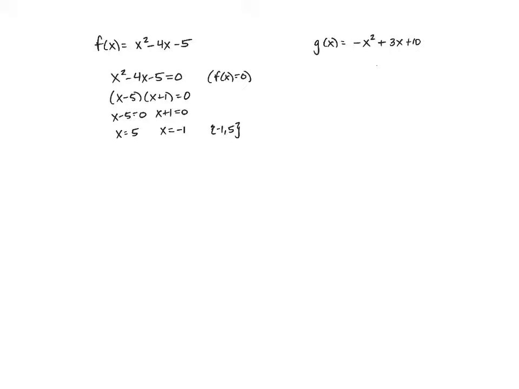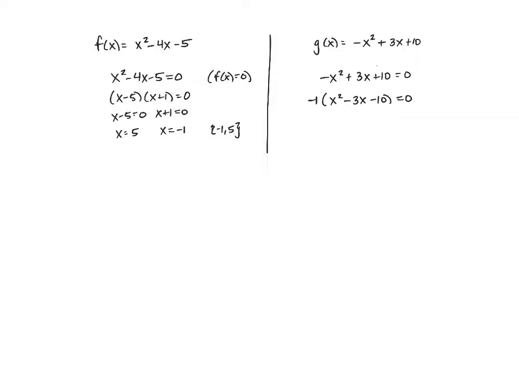Let's consider a similar problem. G of x equals negative x squared plus 3x plus 10. So let's solve this one. Solving when is negative x squared plus 3x plus 10 equal to 0. Because this has that negative out in front, to make things a little bit easier for factoring, imagine factoring that out. X squared minus 3x minus 10 is equal to 0.